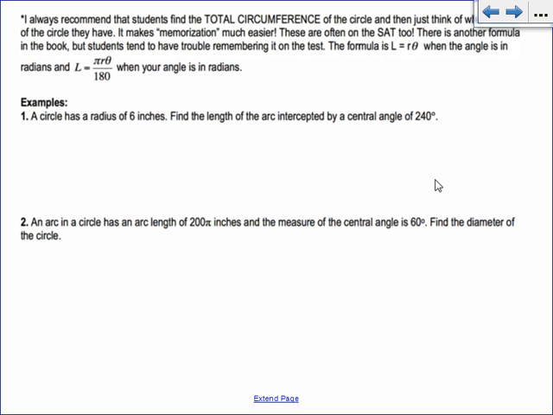All right. So I always recommend that students find the total circumference of the circle and then think about what portion of the circle they have, what fraction they have. This makes memorization much easier. There is a formula in the book that says arc length is equal to r times theta. They actually use s for arc length, which I think is silly. I use L for arc length.